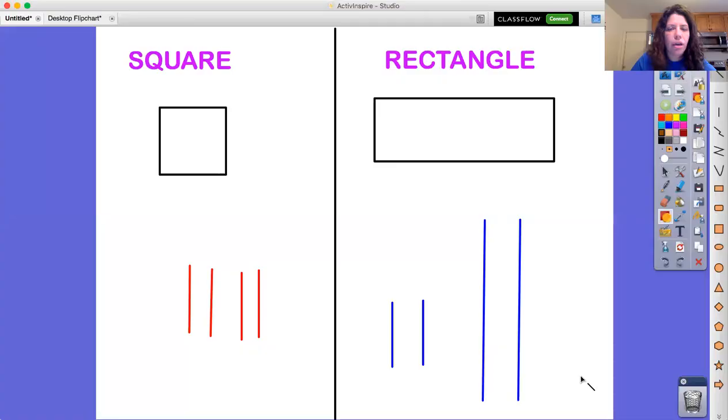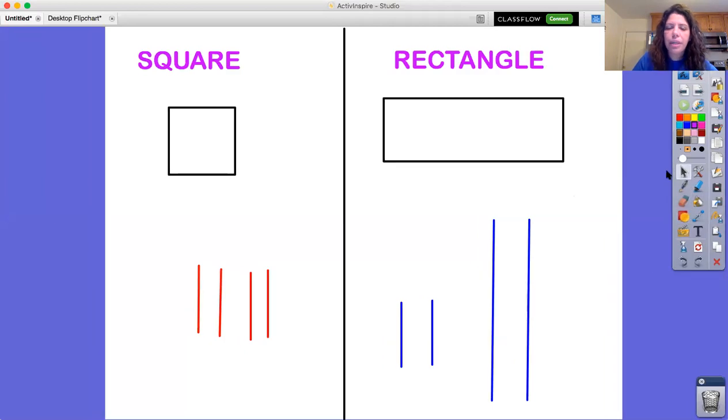So let's go ahead and take a look. We are going to be looking at our screen right here. And what you're looking at is that you see two plane figures. We have our square and we have our rectangle. Both of these are plane figures.